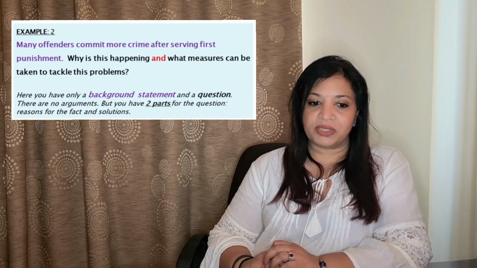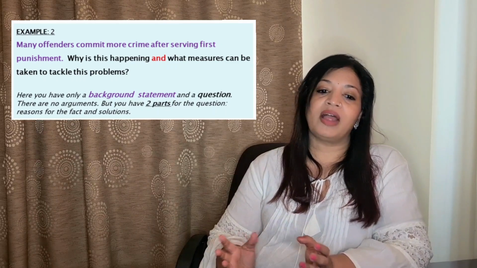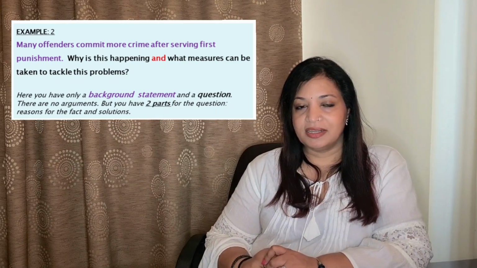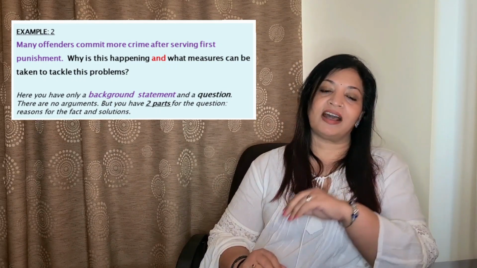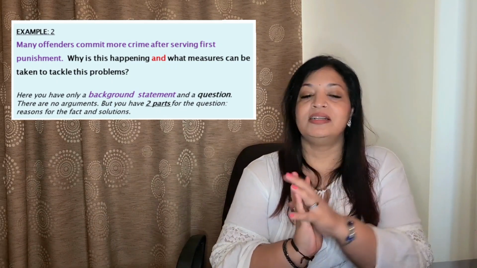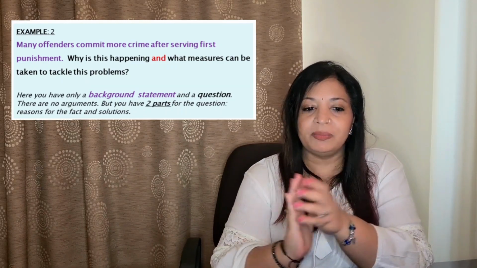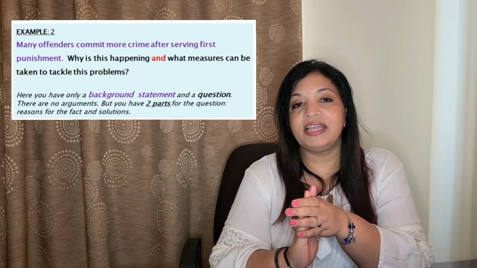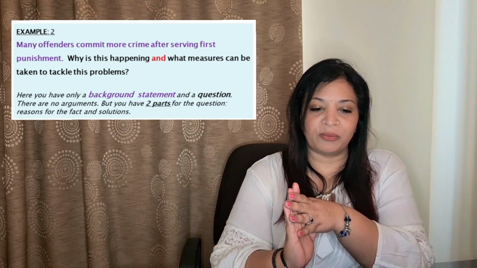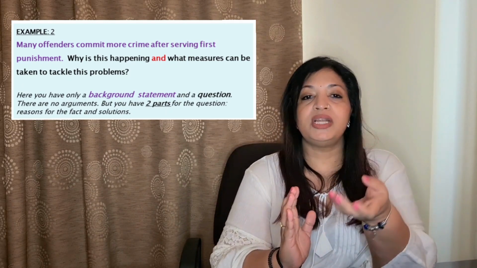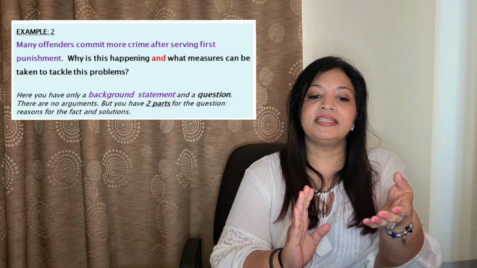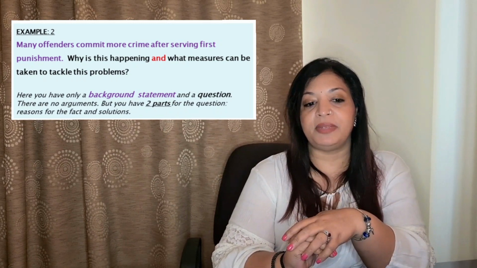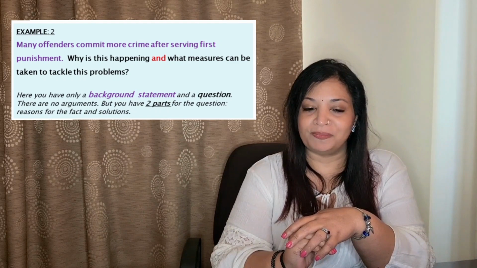So what is the background? Many offenders commit more crime after serving first punishment. It is about repeating offenses after their imprisonment. So this is the background. Many criminals are found to repeat their crimes even after serving their term of punishment. Now the question here, actually you have 2 parts for this question. Why is this happening, and what measures can be taken in order to tackle this problem? So there's no argument, just a background and the question.